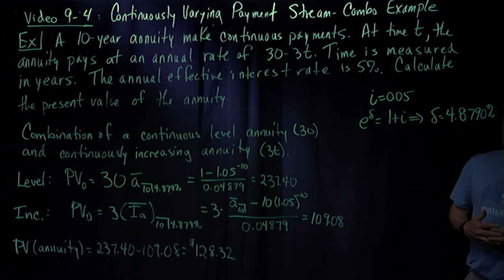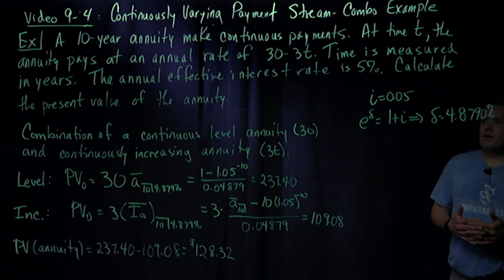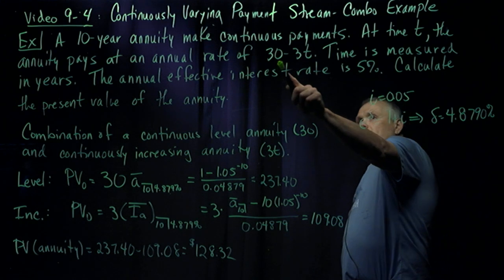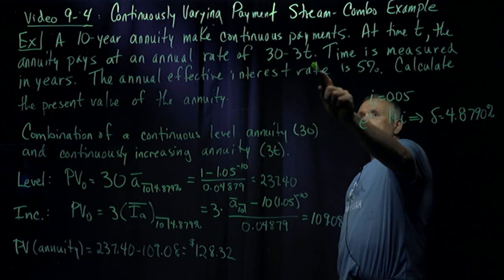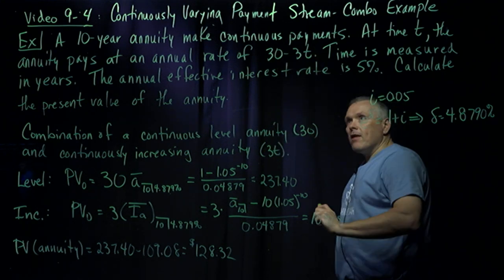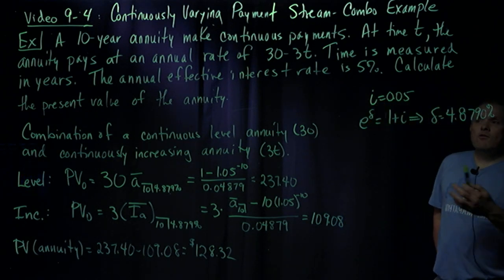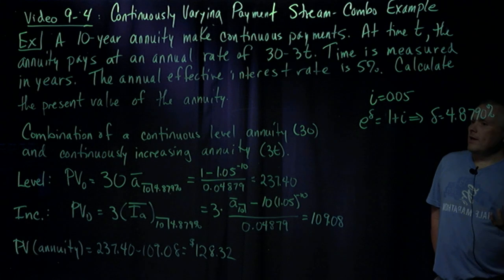And I want to just go through an analogous process here that we could do for continuously varying payment streams. So we notice that we've got a level part of 30, and we've got what we just talked about in the last video, that continuously increasing piece of the 3t. So if I want to calculate it in two different pieces, we can.